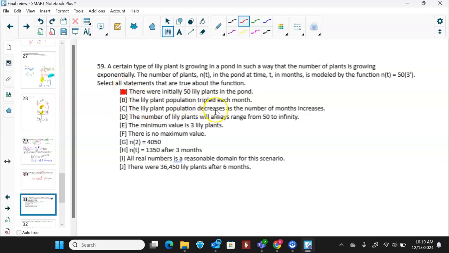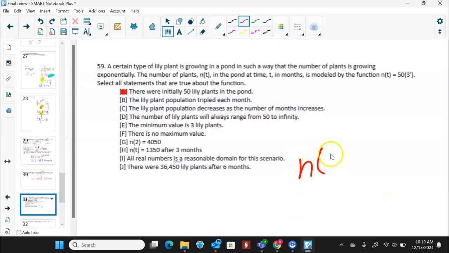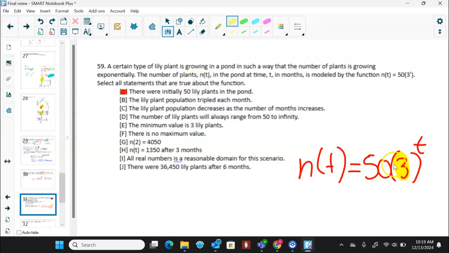The lily plant population tripled each month. Okay. So we can look at this statement and say, yes. Why? Because right here, this indicates the triple. Okay, so this is also a correct statement.